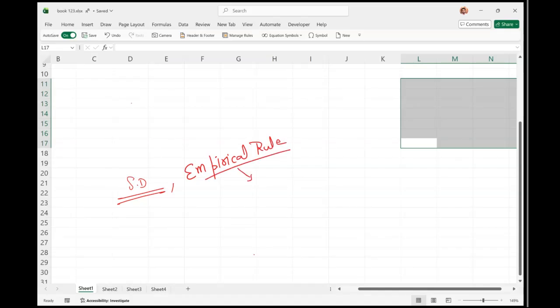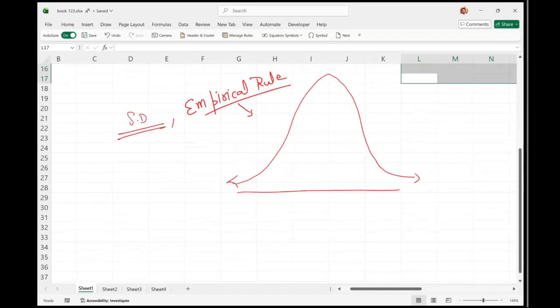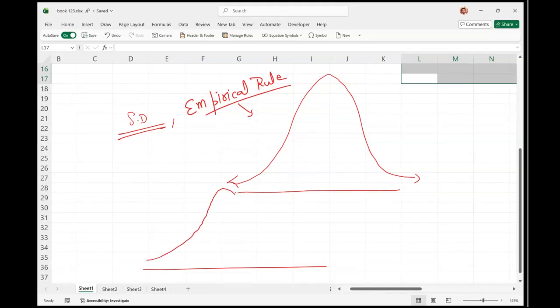First of all, in the empirical rule, we have this bell-shaped curve. Now, what is the bell-shaped curve? If you can recall during the COVID time, the virus cases were going up, up, up, and then everyone was talking about the bending of the curve, and then they slowly came down. So that's what a bell-shaped curve is.